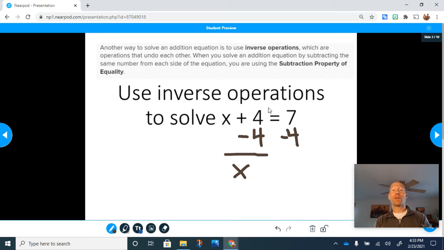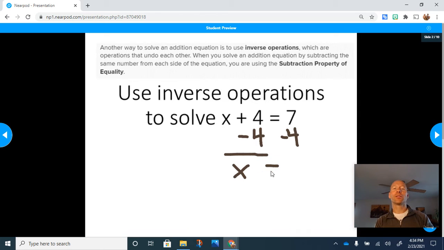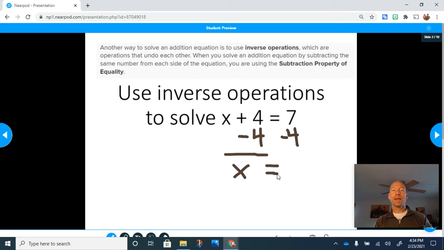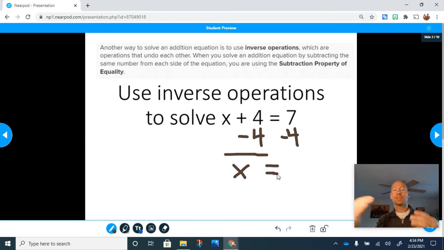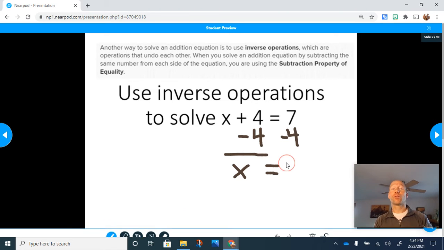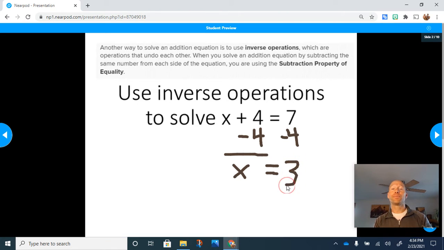So we have that 4 and that negative 4, positive 4 and negative 4 cancel each other out. So I'm left with x on the left side of the equation. And on the right side of the equation, I have a 7, and I'm going to take away 4 from that 7. And when I take away 4 from 7, I get 3.